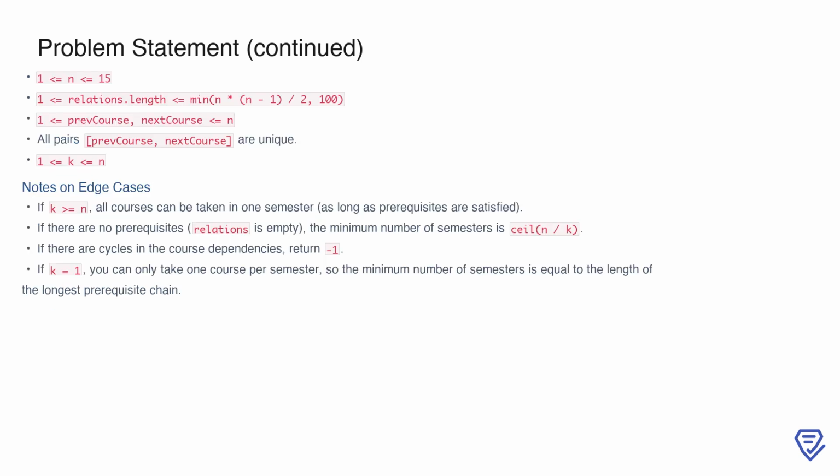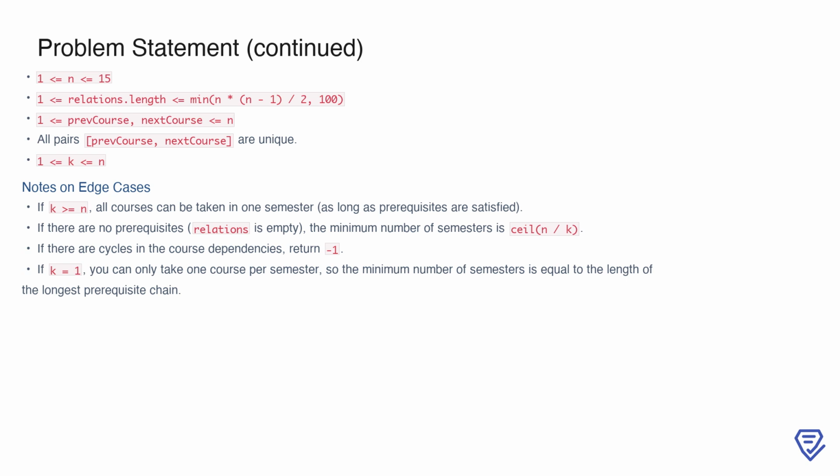To summarize the constraints and edge cases you need to consider, n is between 1 and 15, and the number of prerequisite pairs in relations is limited to a maximum of 100. All prerequisite pairs are unique, and the value of k, the maximum number of courses you can take per semester, is between 1 and n.